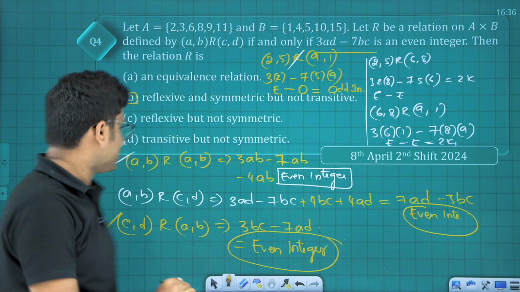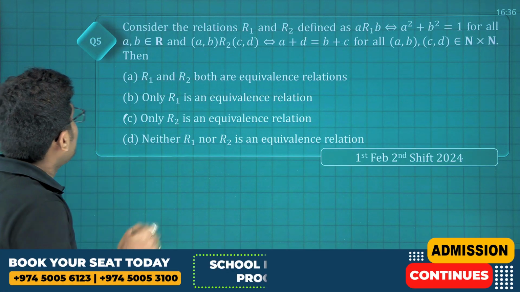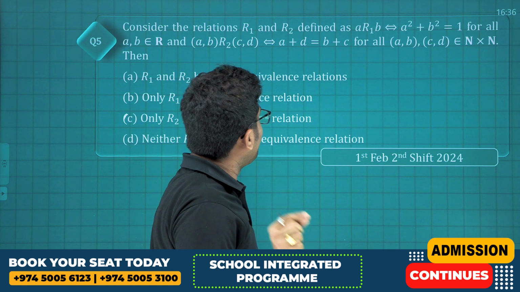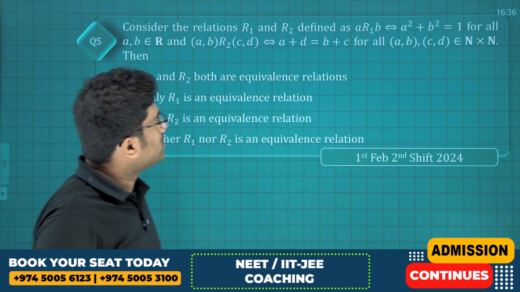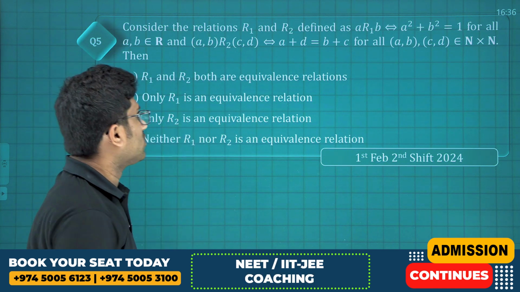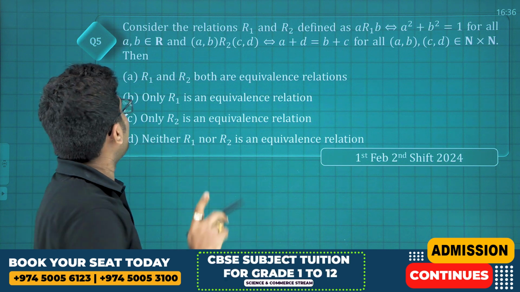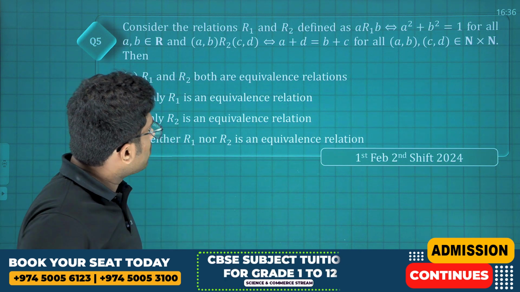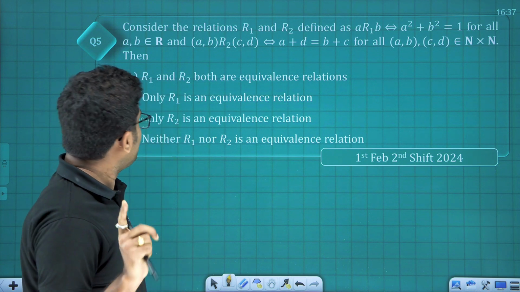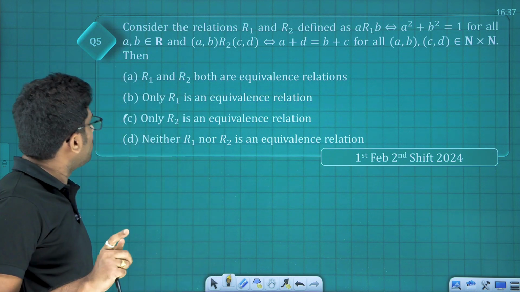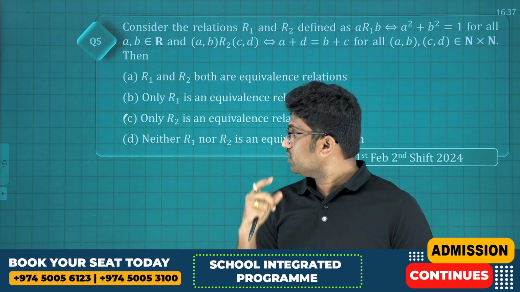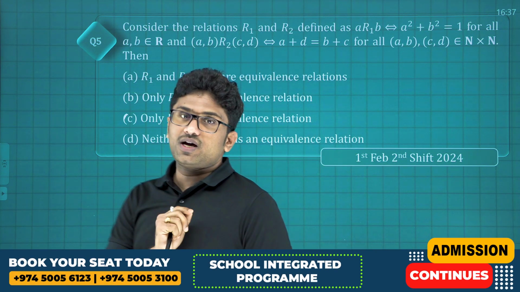Okay. Next question. Consider the relations R1 and R2 defined as: a is related to b under R1 implies a squared plus b squared equals 1 for all a, b belonging to capital R. R2 is given by: (a, b) related to (c, d) if a plus d equals b plus c, for all (a, b), (c, d) belonging to N cross N. Then, R1 and R2 both equivalences, only R1 equivalence, only R2 equivalence, or neither R1 nor R2.